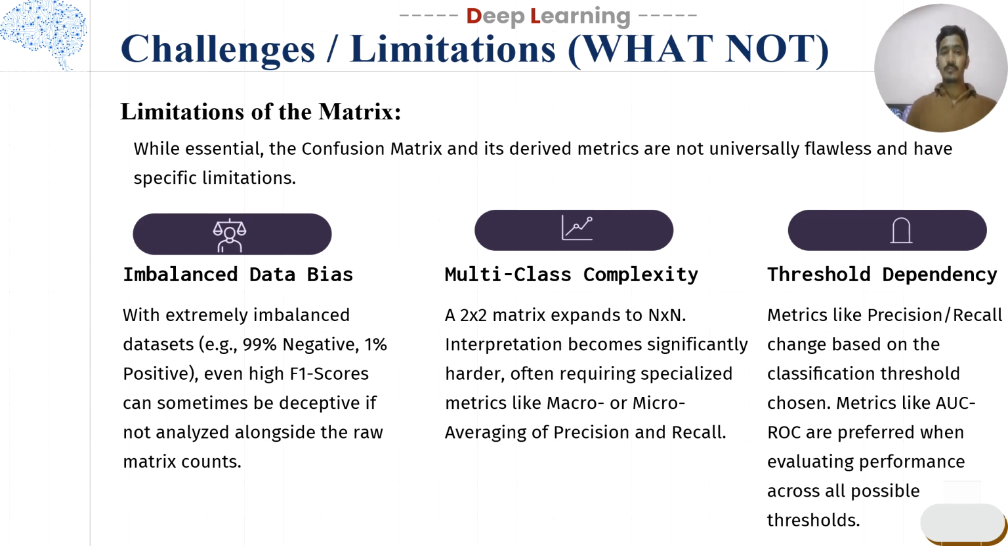Third, threshold dependence. Some metrics like precision and recall depend on a cutoff value, which is called a threshold. For example, deciding that if the model confidence is above 0.5, it predicts yes, otherwise no. If you change the threshold, like 0.6 or 0.4, the precision and recall values will also change. To handle this, we use another metric called AUC, which checks the model performance across all possible thresholds to give a fair comparison.